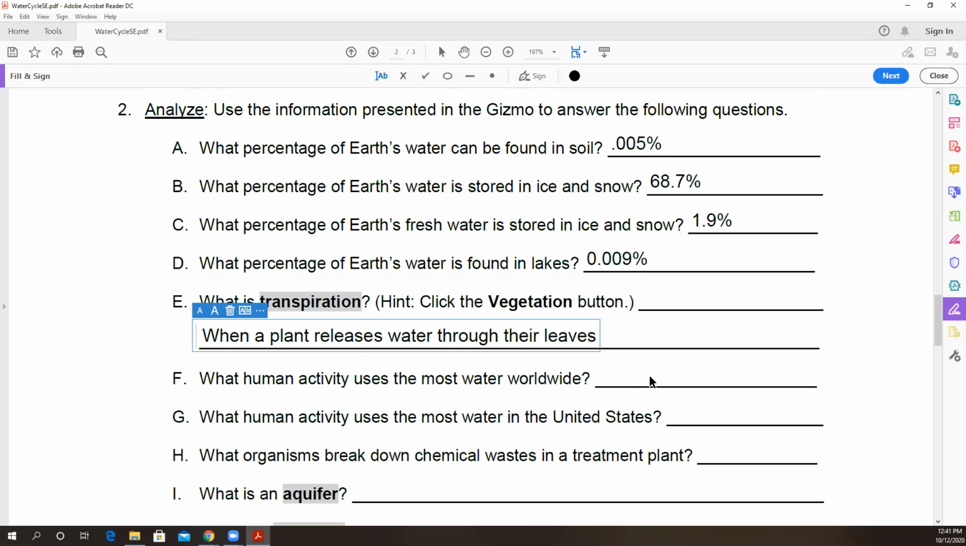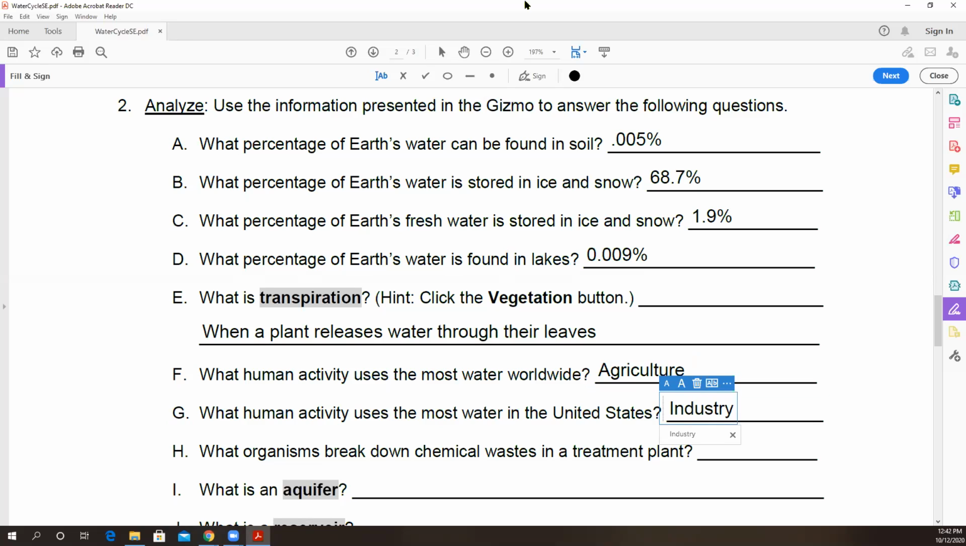So this one was tricky. What human activity uses the most water worldwide? Hint, it is not drinking. What is it, Diego? No, what is it, Helen? Agriculture. Farming. That's farming. It's not vegetation. It is industry. That's like businesses. Think about how much water we use to wash our dishes, to wash our clothes. I hope you're showering regularly, right?